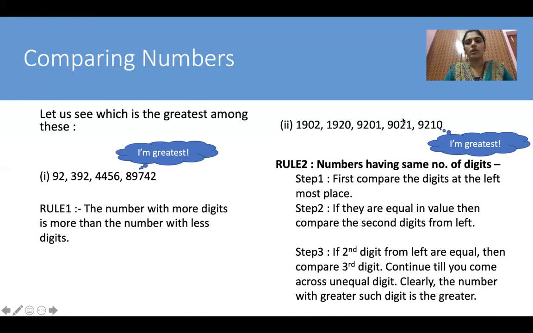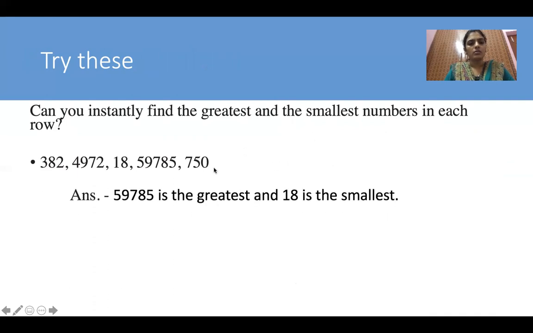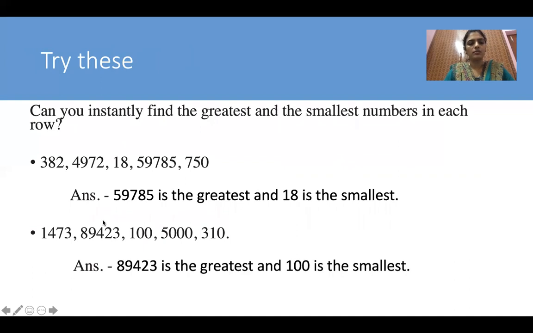Like this we have to compare the numbers. Now can you find out the greatest and least number among these numbers? 59,785 is greatest and 18 is smallest. We can easily find out by counting digits, as all the numbers have a different number of digits. Now you can easily find the greatest and smallest number among these numbers.